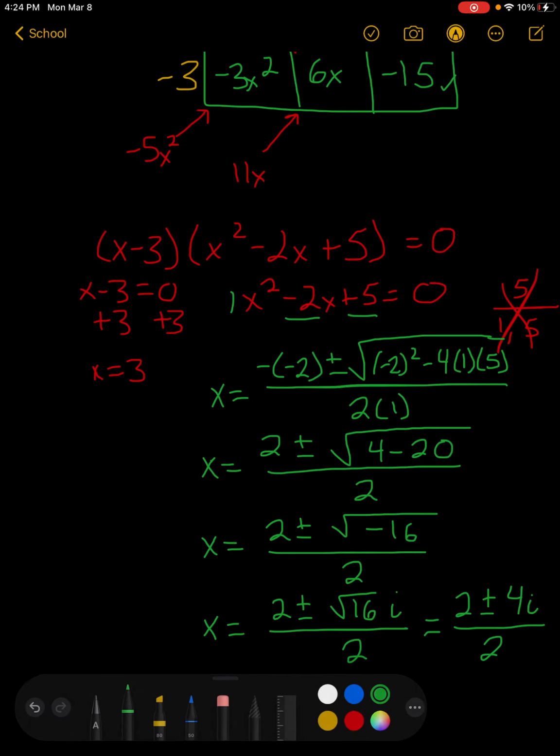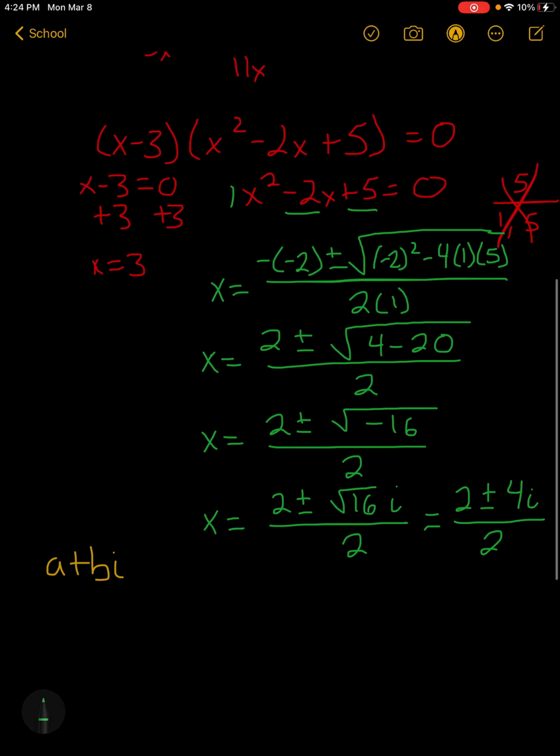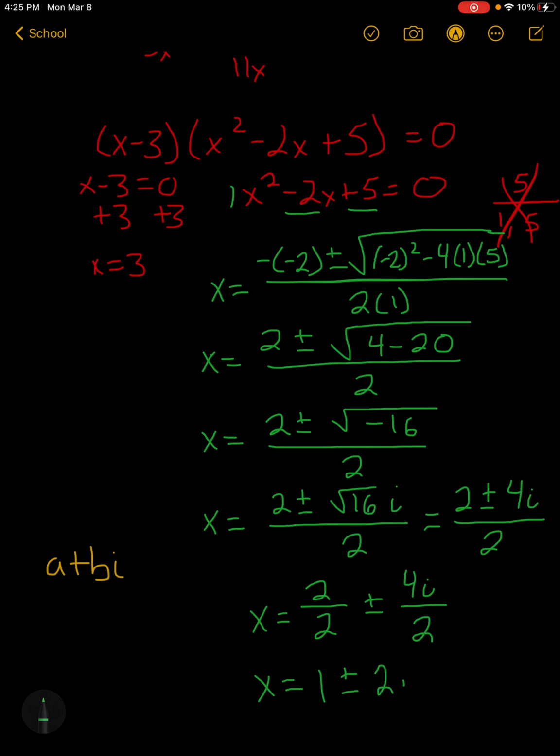Now remember, I have to write this in the form of a plus bi. So right now I have it all as one fraction. I need to get it into the two pieces. So we're going to end up with x equals 2 over 2, right? We split it, plus or minus 4i over 2. And we now have it in a plus bi form. In this case, a plus or minus bi form. Now I'm really not done simplifying. I should see that 2 over 2 simplifies to 1, and that 4i over 2 simplifies down to 2i.